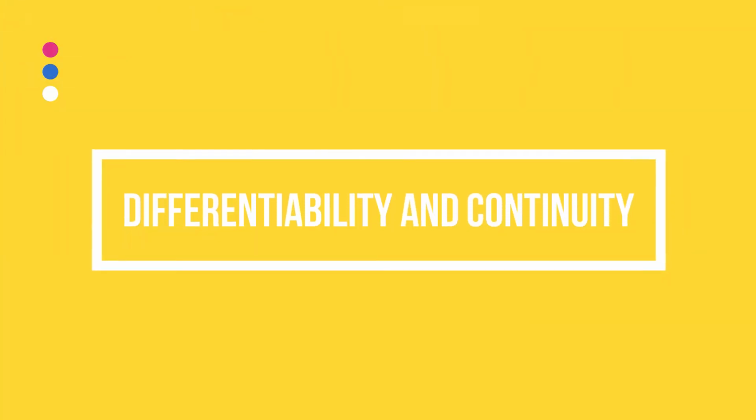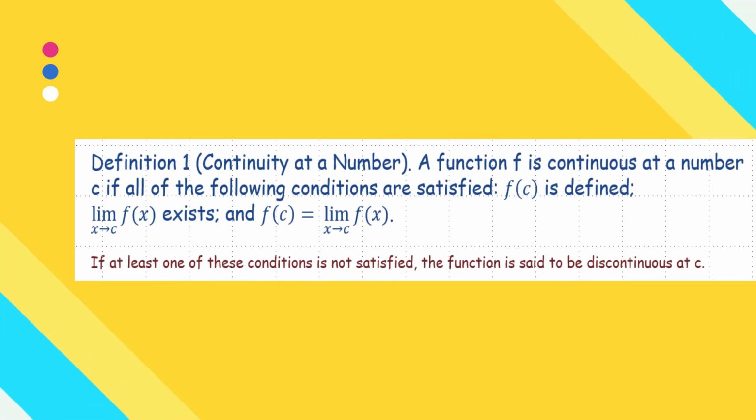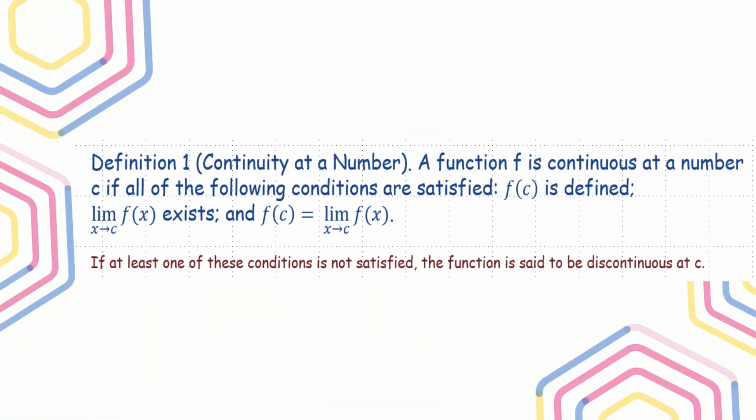So let us recall the following definitions of continuity. For definition 1, we have continuity at a number. A function f is continuous at a number c if all of the following conditions are satisfied. First, f of c is defined, or f of c exists. Second, the limit of f of x as x approaches c exists. And third, f of c is just equal to the limit of f of x as x approaches c.